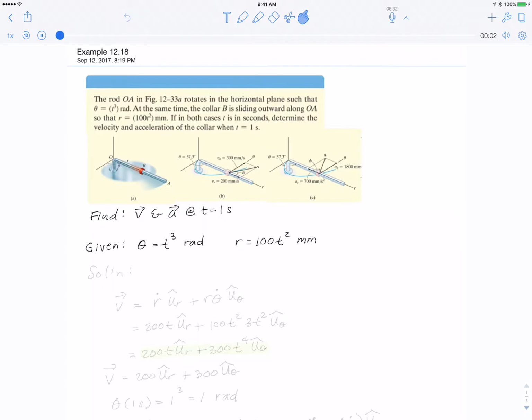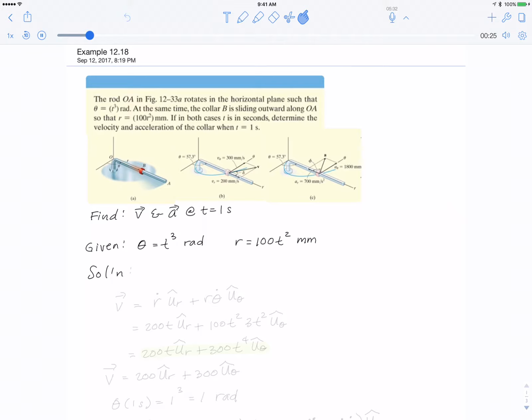This example is a relatively straightforward polar coordinate example. We're asked to find the velocity and acceleration at a time of 1 second, and we're given both the angle and the radius as functions of time. So we'll just need to take some straightforward derivatives with respect to time.